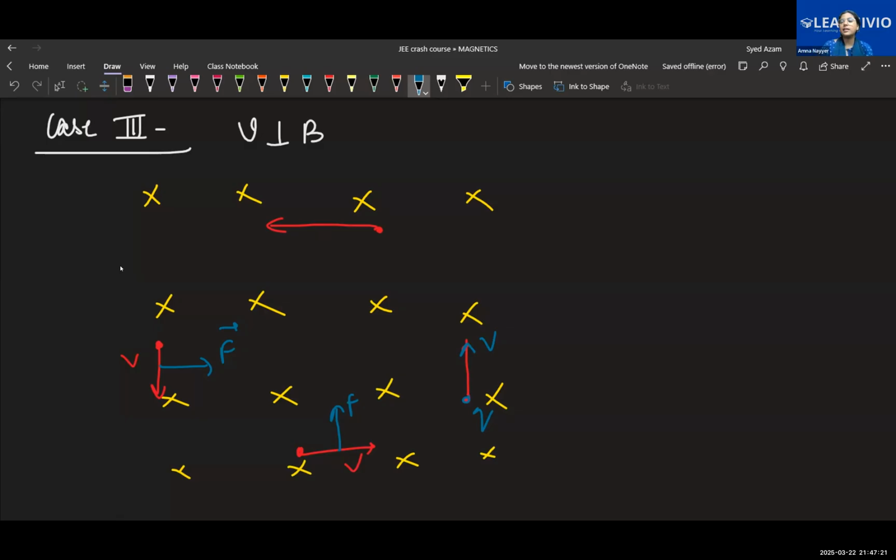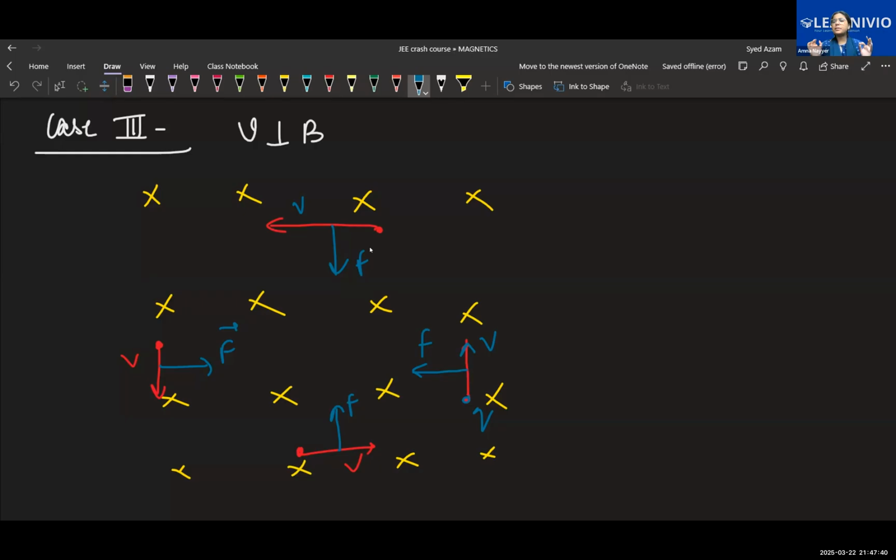So, right. Meera, you tell me for this one, if it is moving in this direction. Downwards. Downwards, correct. This will be downwards because this is our palm. We'll curl it along the direction. See, magnetic field is inside, thumb is pointing downwards.